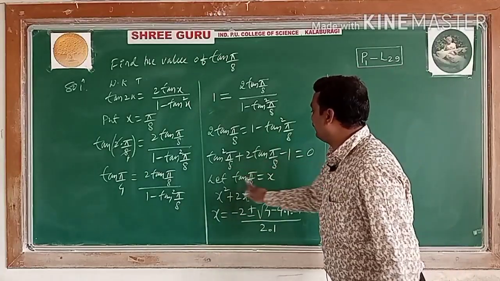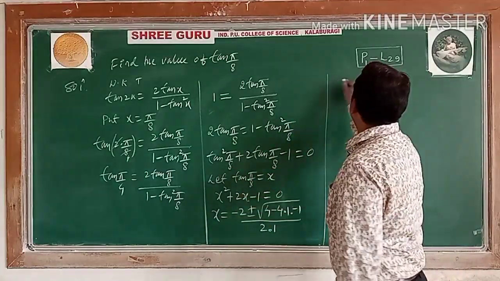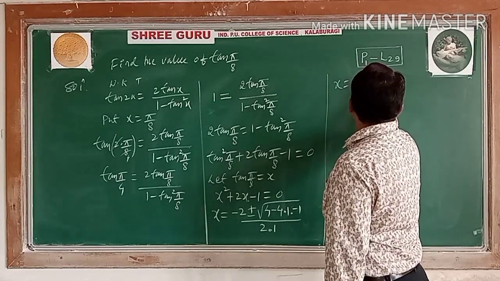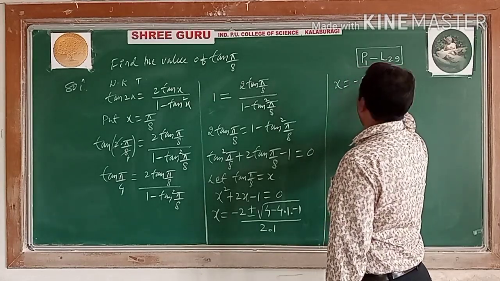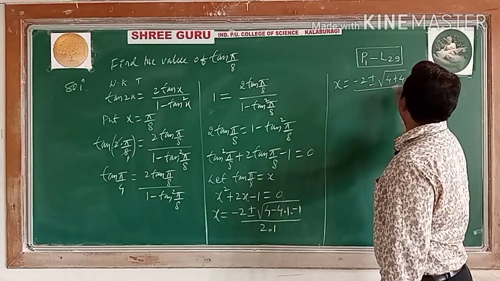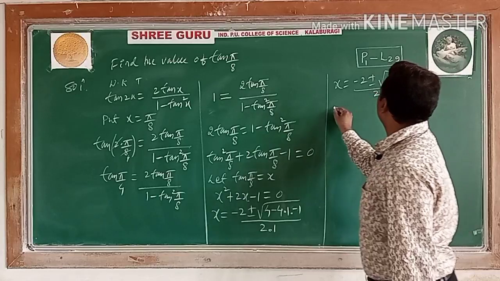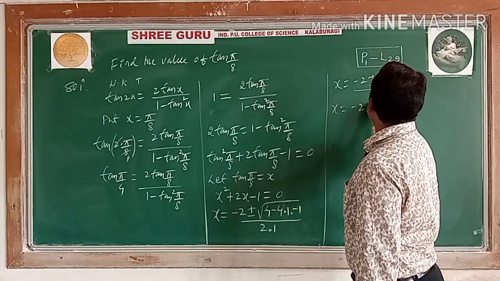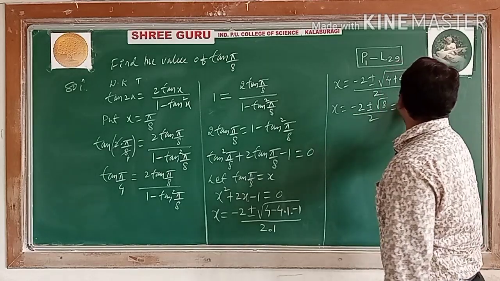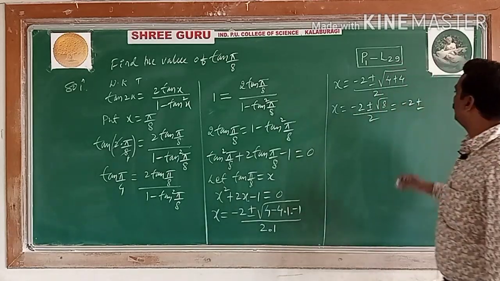Later you take x as a, and you substitute tan pi by 8. You require the tan pi by 8 value. x equal to minus 2 plus or minus root of 4 minus of minus 4, that is 4 into 1 into 1, divided by 2 into 1. So x equals minus 4 plus or minus root 8 divided by 2, which is minus 2 plus or minus root 8.